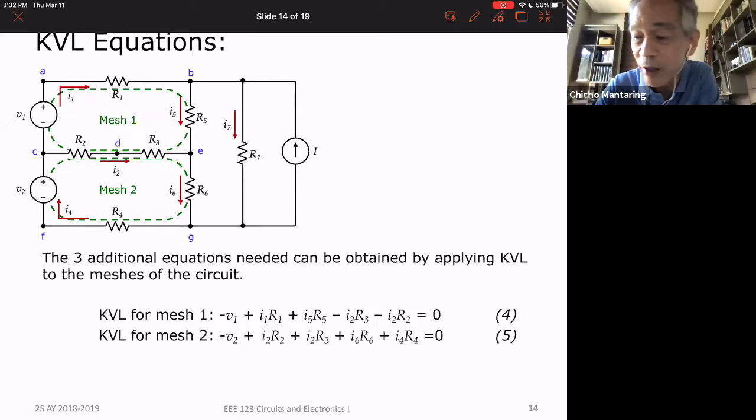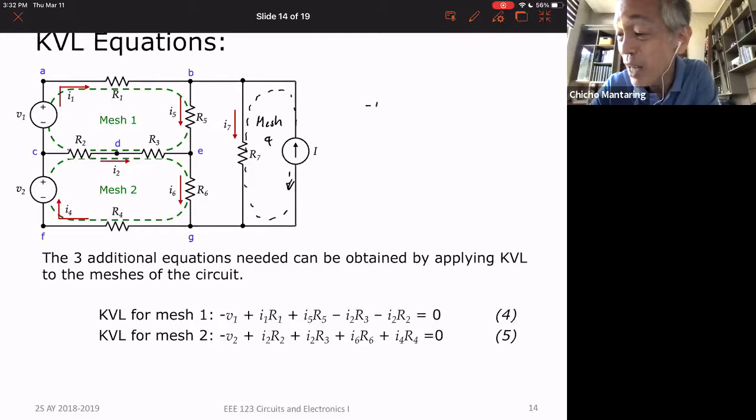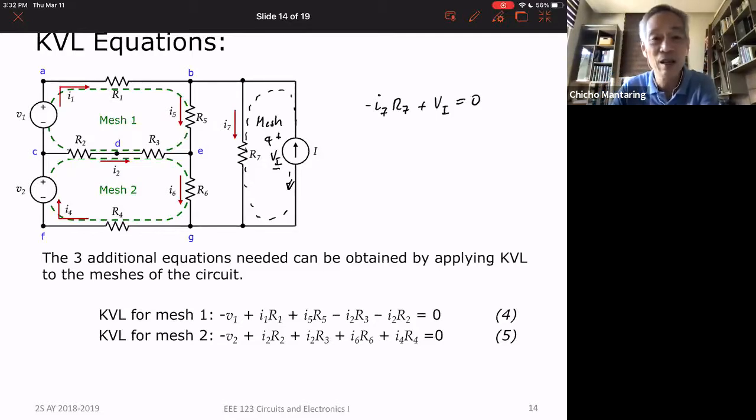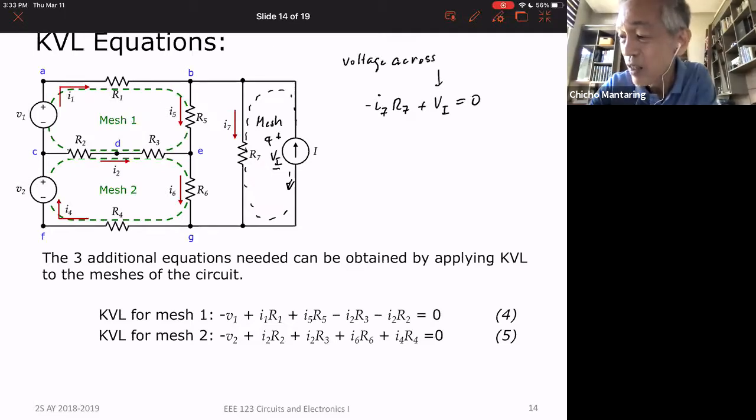Subukan natin mag-KVL sa mesh 4. So this is mesh 4. So let's try to do a KVL here. Okay, going in the clockwise direction, I'm going to get minus I7 R7. Tapos na ba yung KVL ko? Hindi pa. Plus, I will have a voltage across my current source. Let's call this VI. So plus VI is equal to 0, where VI is the voltage across the current source.